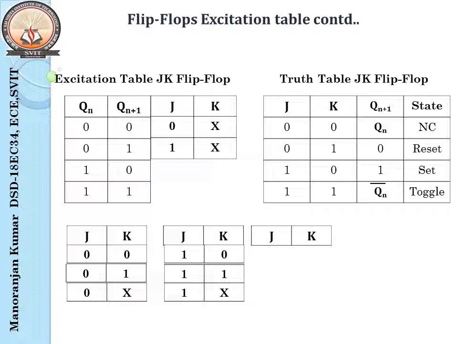In the same manner, we'll take the other value. Here also you can see, for this third output combination, Qn plus 1 is 0. When it is 0, that means the output is 0. When the output is 0, we are in the reset state. So my input will be 0 and 1.